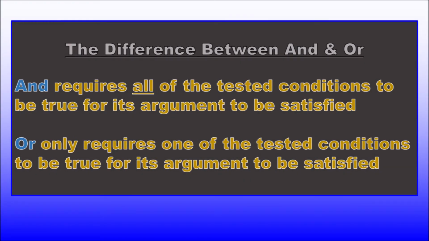So, the difference in operators, and, or, is as follows. And, requires all tested conditions to be true, before its argument is satisfied. Or, only requires one tested condition to be true, before its argument is satisfied.